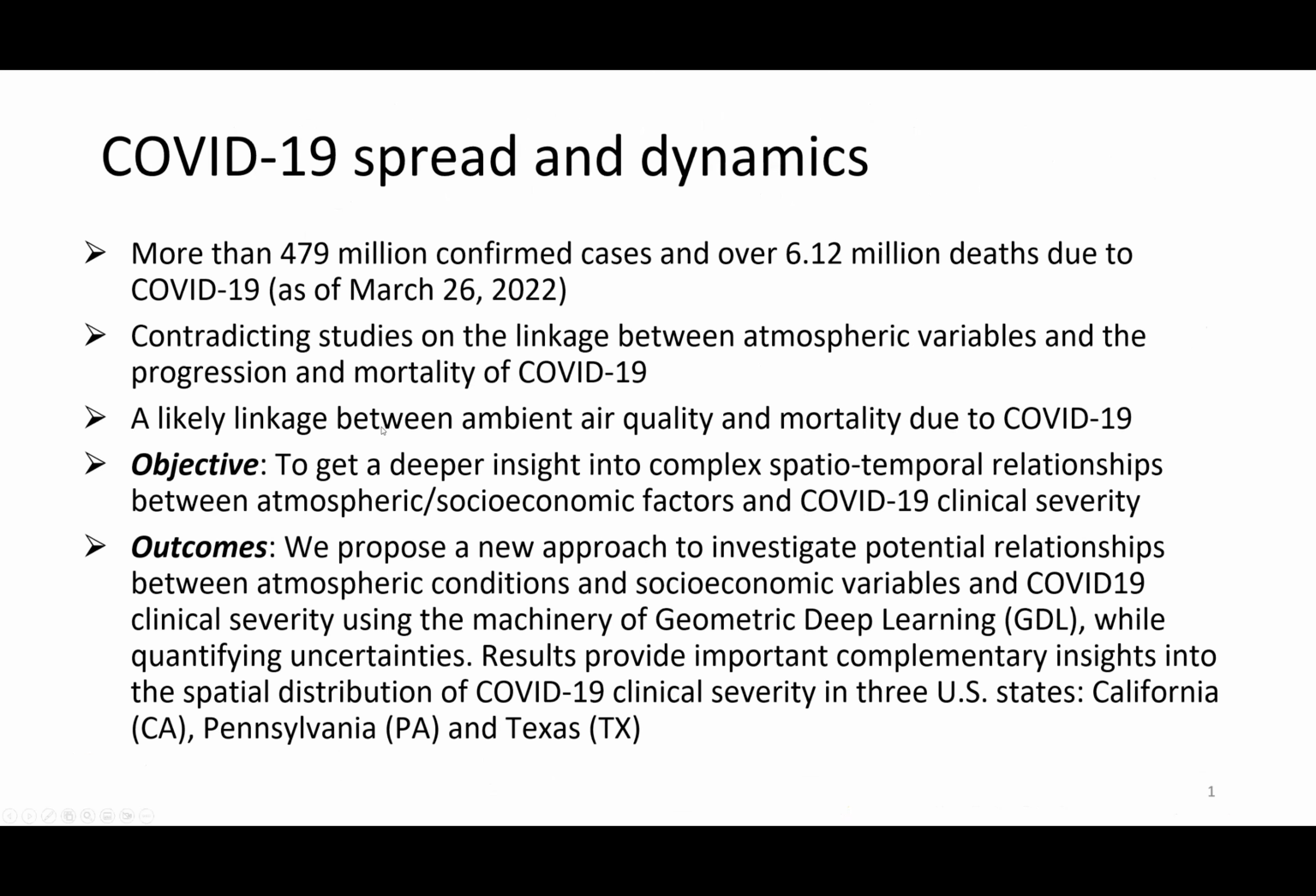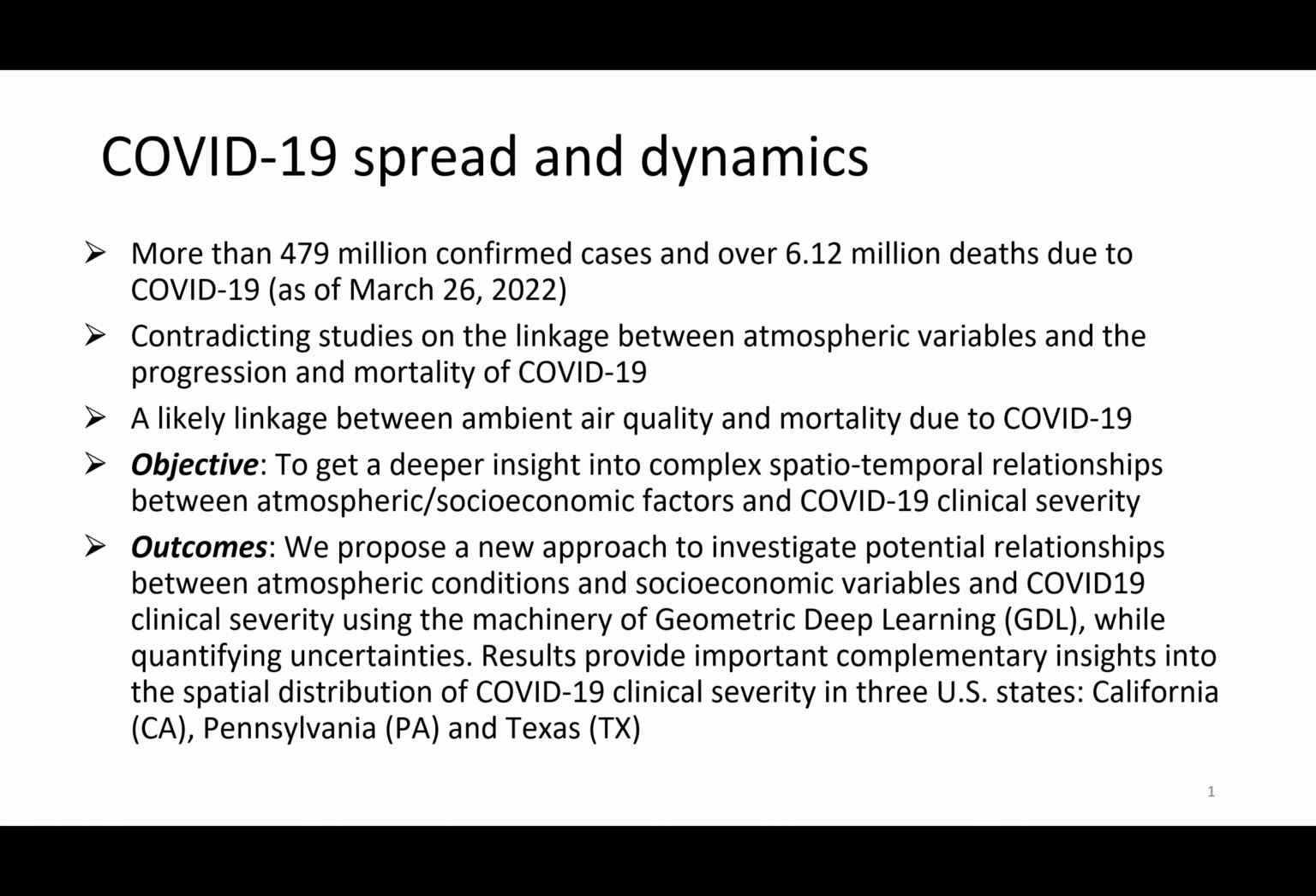Since COVID-19 spread around the world, there have been 479 million confirmed cases and 6.12 million deaths reported as of March 26, 2022. There are already some studies trying to track the linkages between the atmosphere variables and how COVID progresses. Also, we suspect that there may be a linkage between ambient air quality and COVID-19 mortalities.